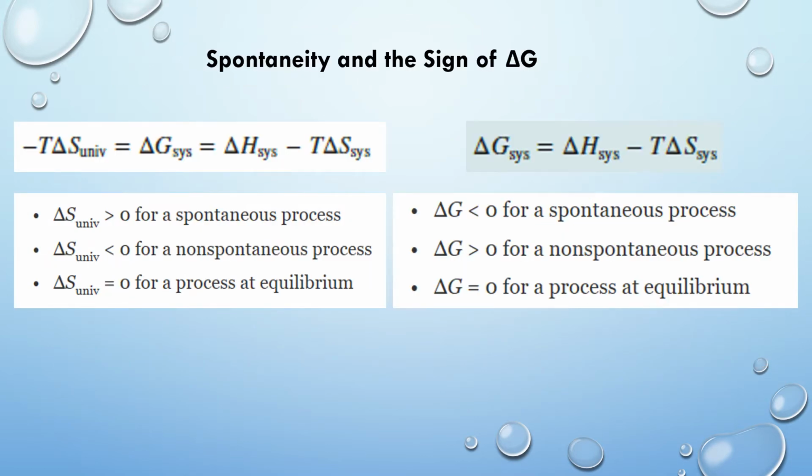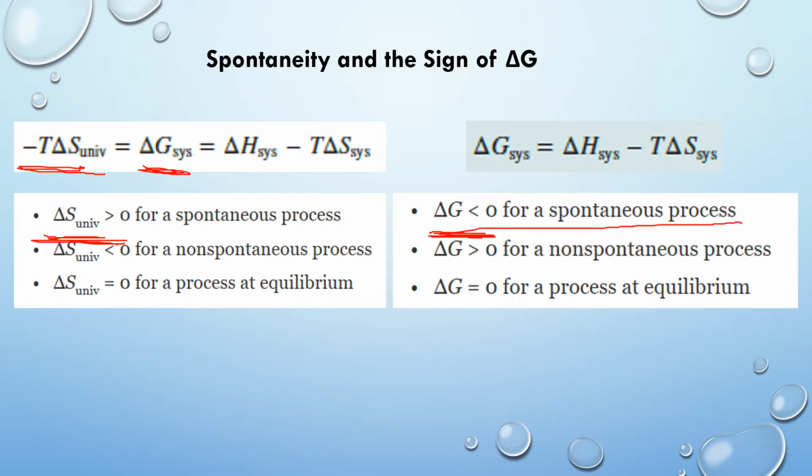For example, if we want a process to be spontaneous, we want the delta S universe greater than 0. But in terms of delta G, because delta G is equal to the negative temperature times delta S universe, for this process to be spontaneous, the delta G will be less than 0. For delta S universe, it should be greater than 0, but for delta G, it will be less than 0 for a spontaneous process.